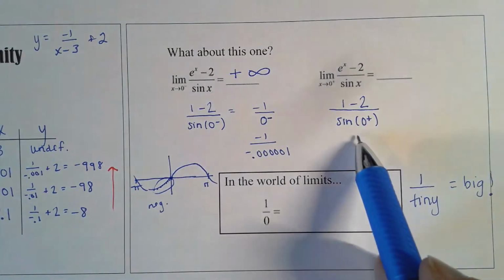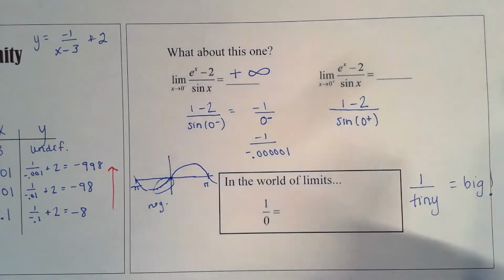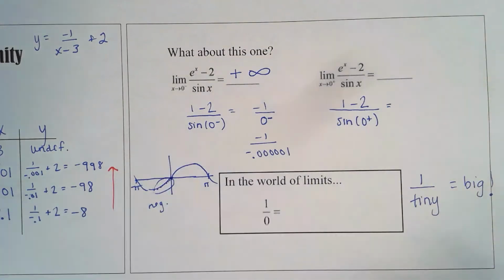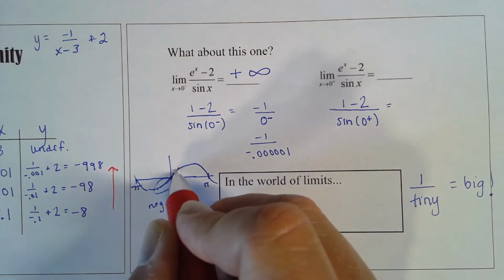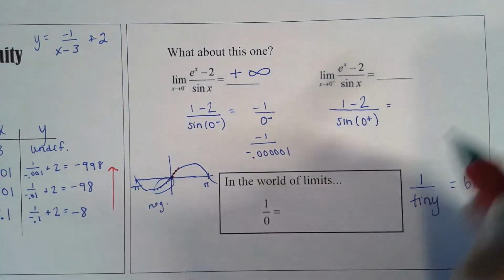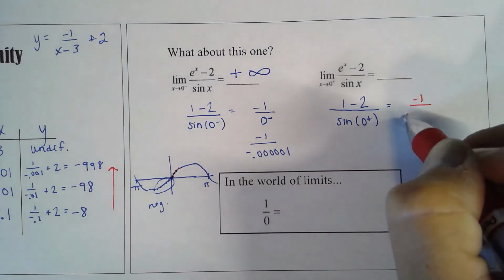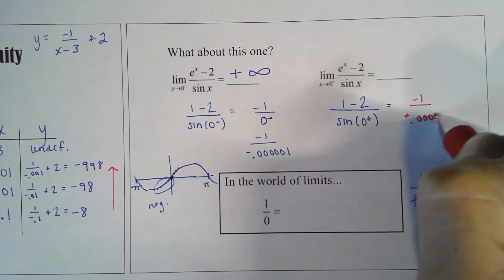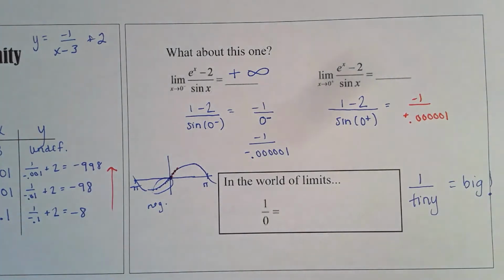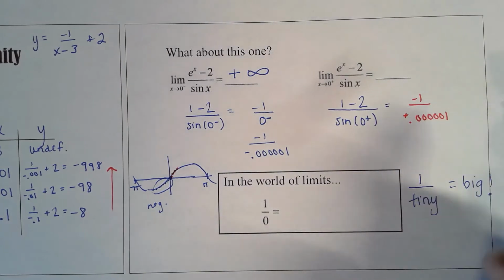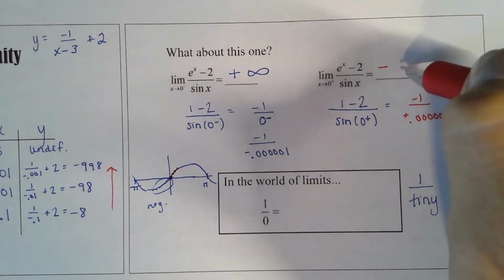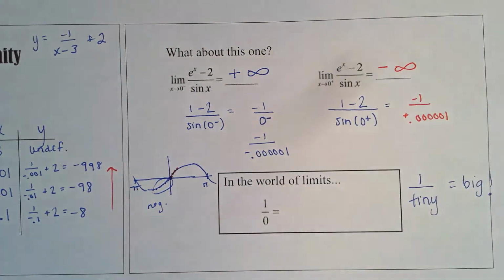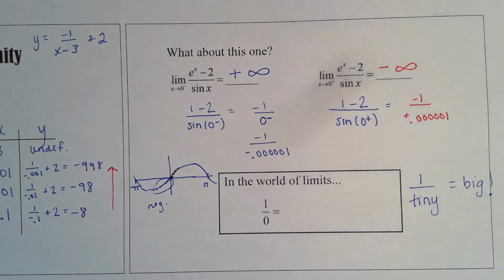But now when I plug in the 0, coming in from the right, let's talk about those numbers. I'm going to change colors here. Coming in from the right on a sine curve, I'm getting close to 0, but those numbers are all really, really tiny, but they're all positive. A negative divided by a positive is a negative, and 1 divided by something really tiny is something really big, like infinity.